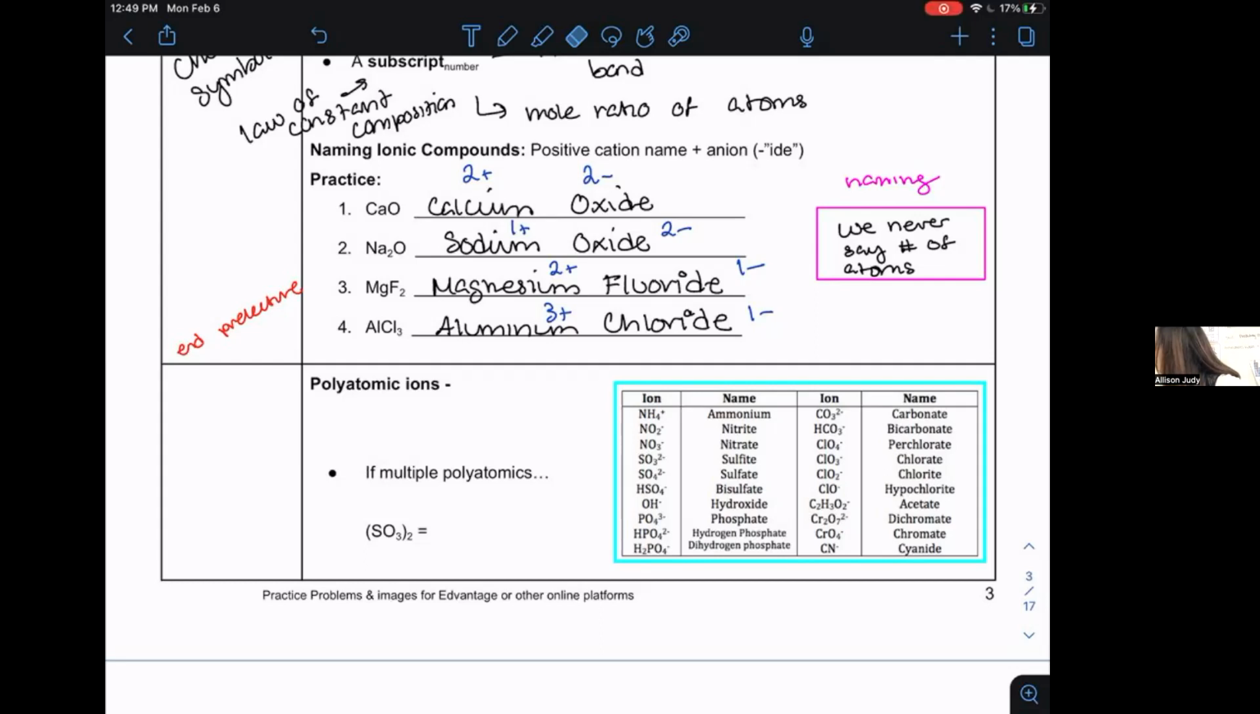What else do we got? Okay, name the compound or write the ionic formula for the following. TiCl3. What was the name for this?